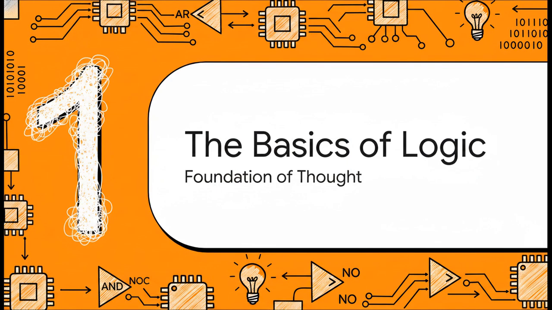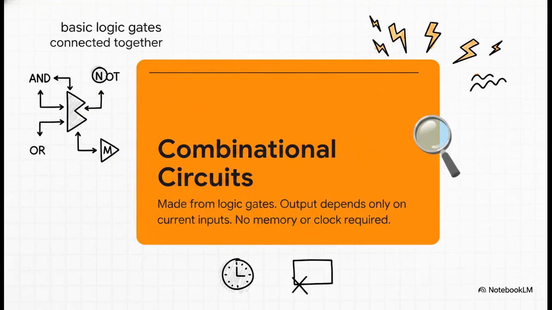So, step one, the basics of logic, the foundation of thought. Before we can build a complex processor, we really have to wrap our heads around the fact that all computer thought, every single calculation, originates from incredibly simple logical rules. At the absolute lowest level, our CPU factory floor runs on what we call combinational circuits. These are just basic logic gates wired together to make more complex circuits.